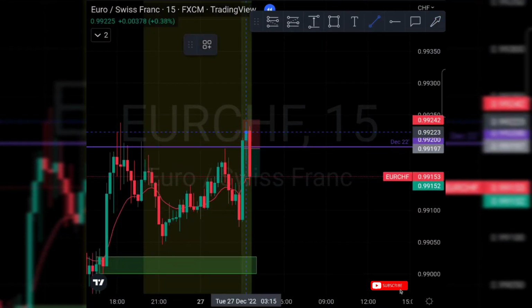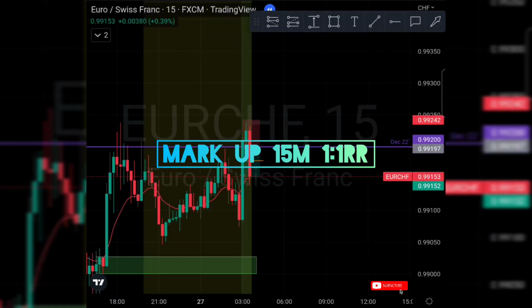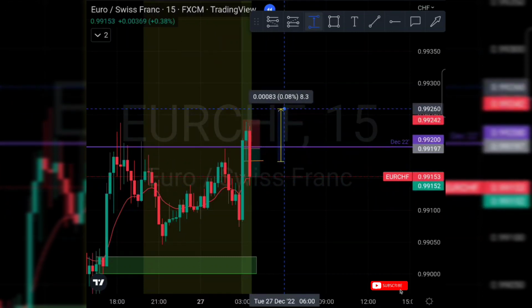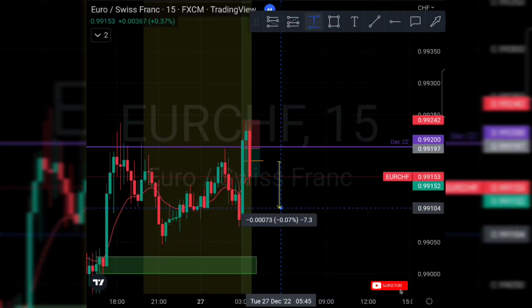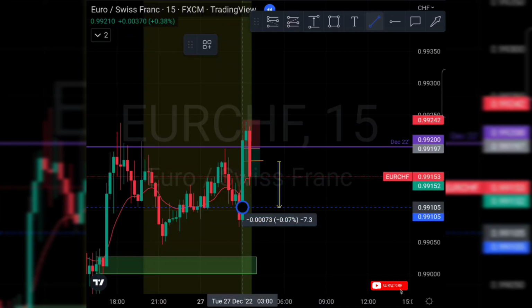And of course, the 5 minute pushes to 15. So you have to mark this up as well. And you can get the 15-minute people 1-to-1. Their stop loss is about 7 pips. So their 1-to-1 will look something like this.